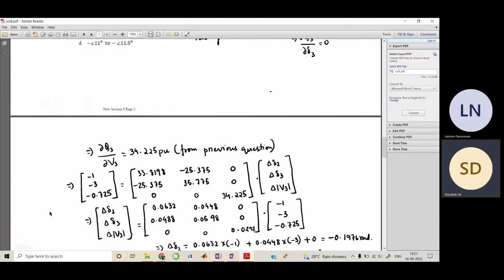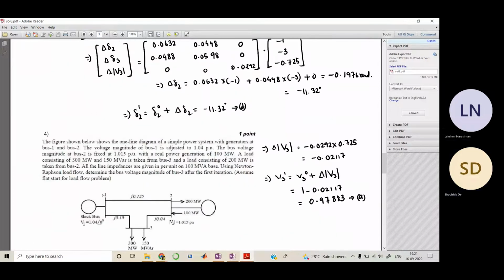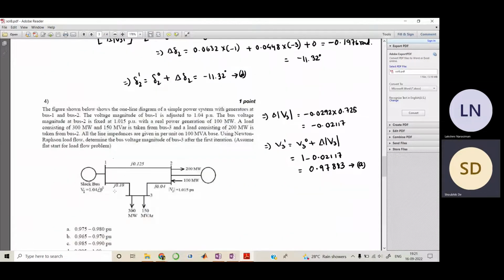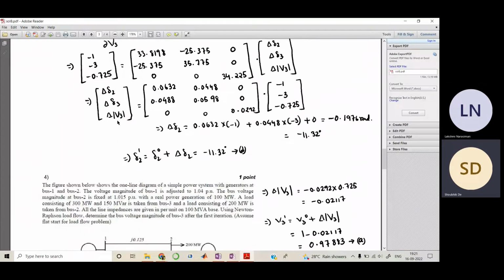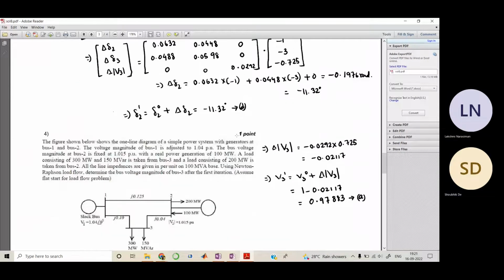So yeah, this is how it comes out to be. Now another question connecting to this. Here we have been told to determine the bus voltage after the first iteration of bus 3, since this was unknown and it was a PQ bus. So from this matrix only, we calculate what is del mod V3.